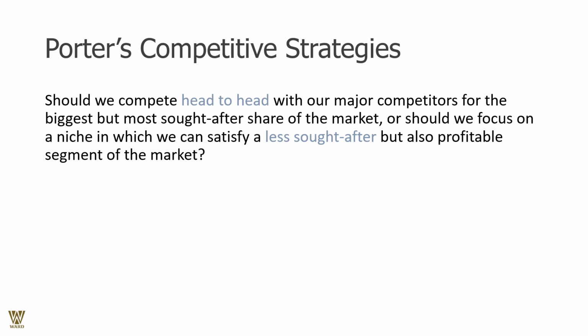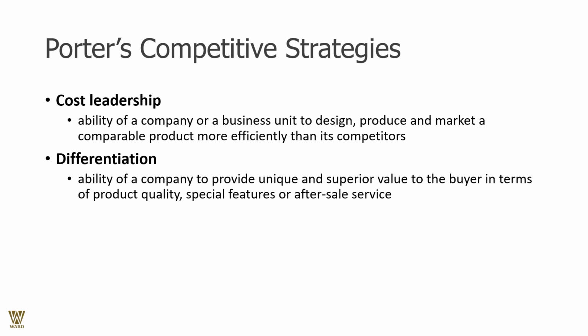The first one was based on cost. The second one was based on quality. The third one is head-to-head, taking the bull by its horns, or looking into a blue ocean strategy where the market is absolutely not cluttered. So, competitive strategies are of cost leadership and differentiation. Remember, cost leadership is the ability of the company or the business to design, produce or market a comparable product at much lesser cost and more efficiently than the competition.